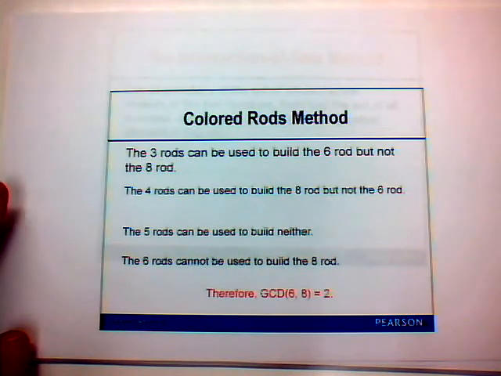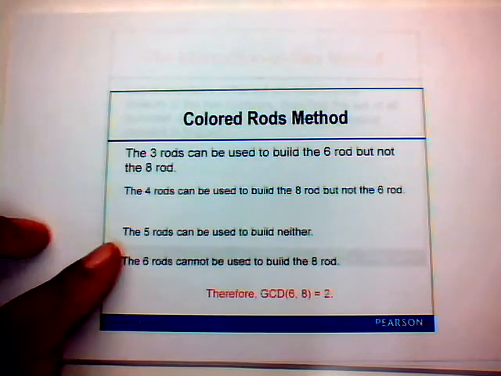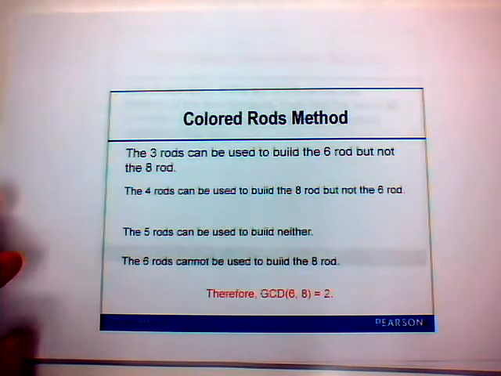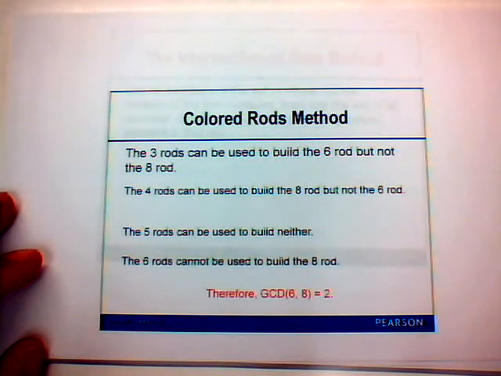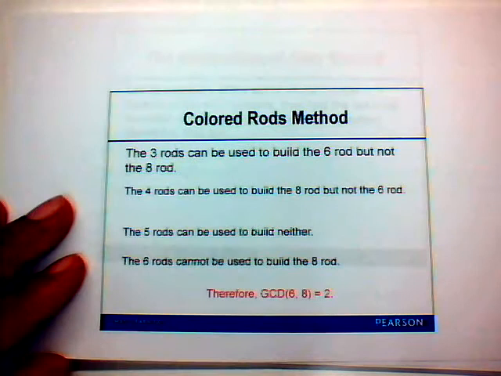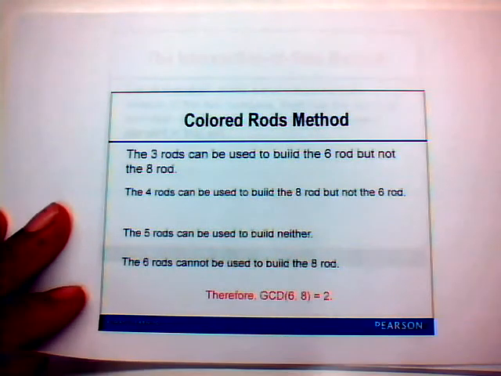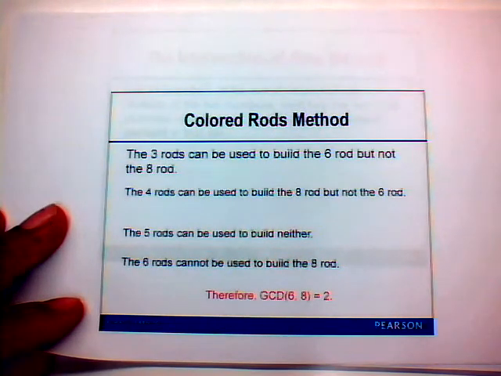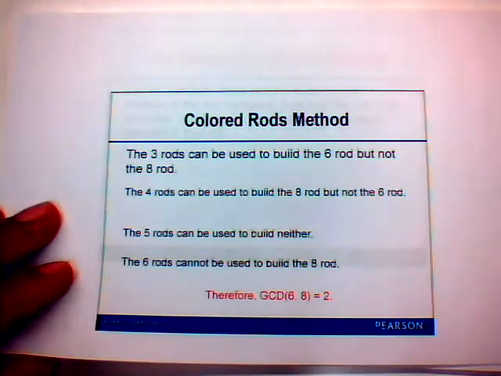The 3 rods could be used to build the 6 rod, but not the 8 rod. The 4 rods can be used to build the 8 rod, but not the 6 rod. The 5 rods can be used to build neither, and the 6 rods cannot be used to build the 8 rod. So we can conclude that the greatest common divisor of 6 and 8 would be 2.